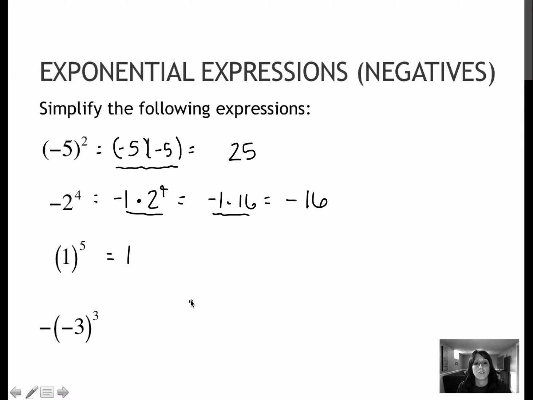And my last example, I've got a negative on the outside and a negative on the inside, which means I've got a -1 times (-3) to the 3rd. So let's start with the (-3) to the 3rd. -3 times -3 is +9, times -3 is -27. So I've got a -1 times -27, and now I've got a negative times a negative to make +27 as my solution.